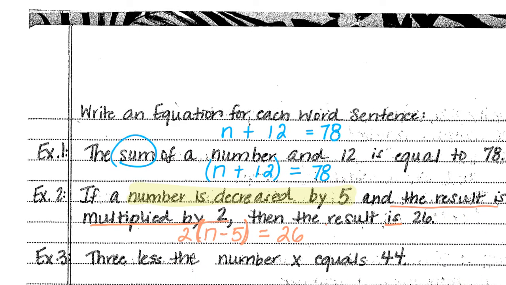Moving on. 3 less the number x equals 44. Now, I'm going to put your attention right here because sometimes we will see 3 less than the number x is 44. This is different.